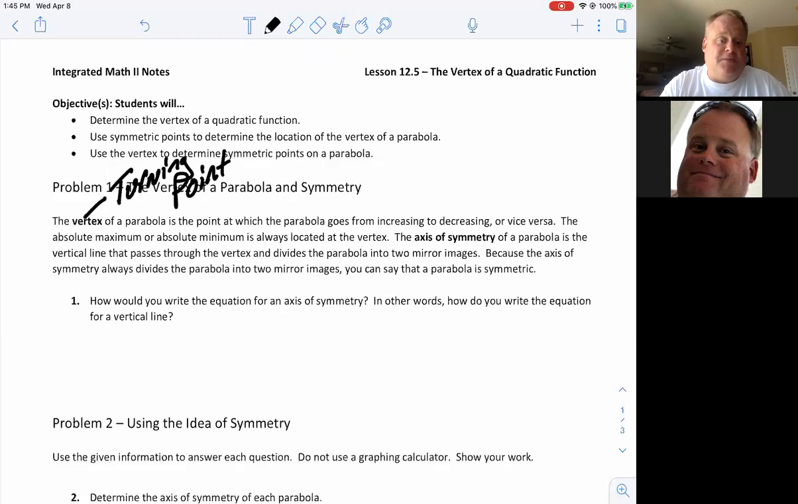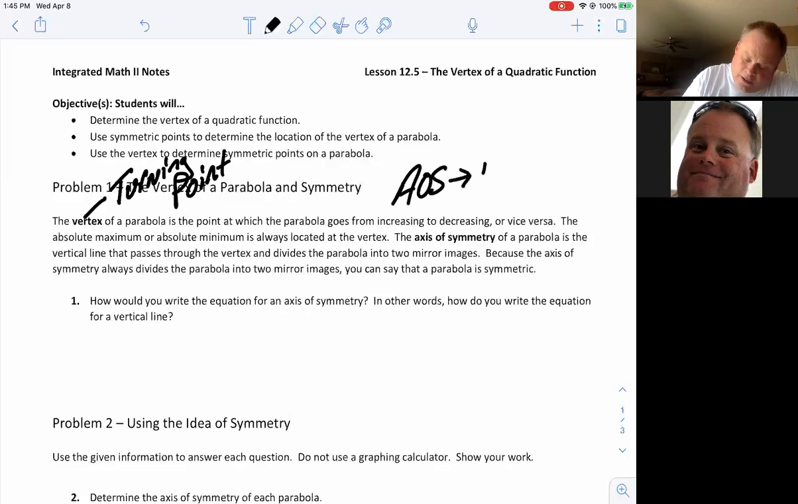It also says the absolute maximum or absolute minimum is always located at the vertex, and we know that. And the axis of symmetry of a parabola is the vertical line that passes through the vertex and divides the parabola into two mirror images. We commonly refer to that as AOS, and that abbreviation we will use for axis of symmetry.